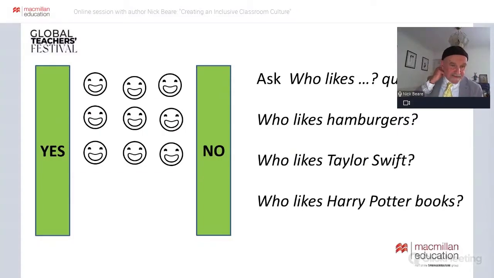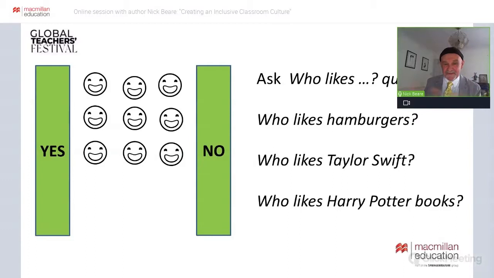Okay. So basically, you've got your classroom divided into two. On one side, yes, on the other side, no. And all you have to do is give the whole class lots of easy to answer questions with yes or no as the answers. So if you've got something like who likes hamburgers, they can say yes, I like hamburgers, or no, I don't like hamburgers. Who likes Taylor Swift, just as an example of a singer?